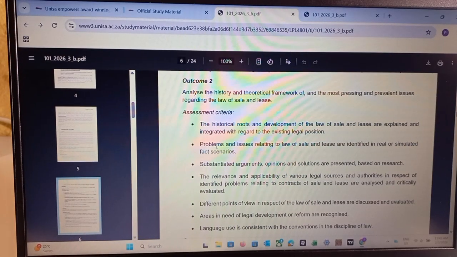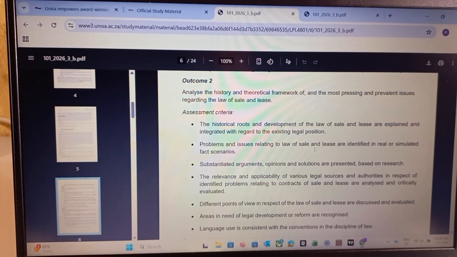Next point. Problems and issues relating to the law of sale and lease are identified in real and simulated fact scenarios. Substantiated arguments, opinions, and solutions are presented based on research. The relevance and applicability of various legal sources and authorities in respect of identified problems relating to contracts of sale and leases are analyzed and critically evaluated.